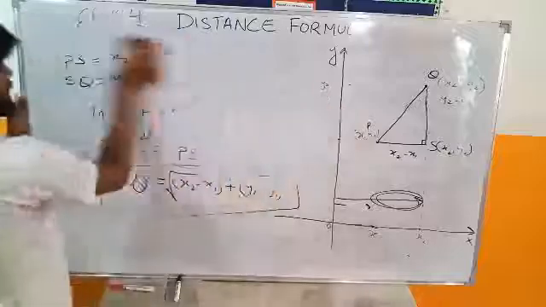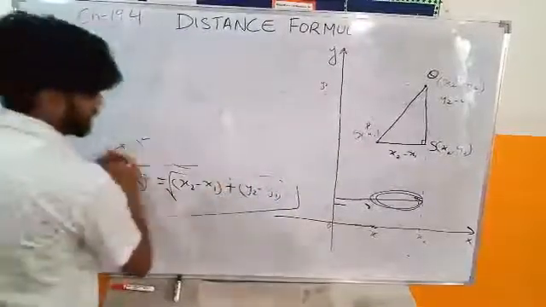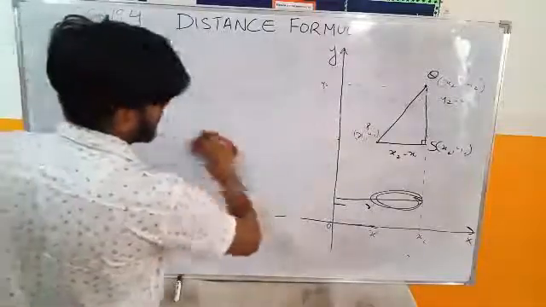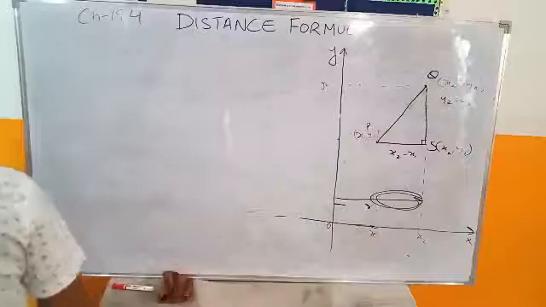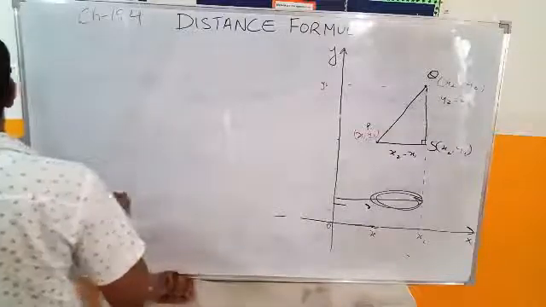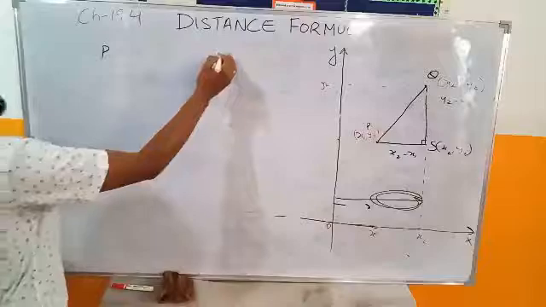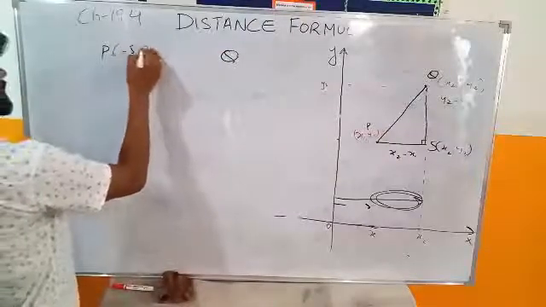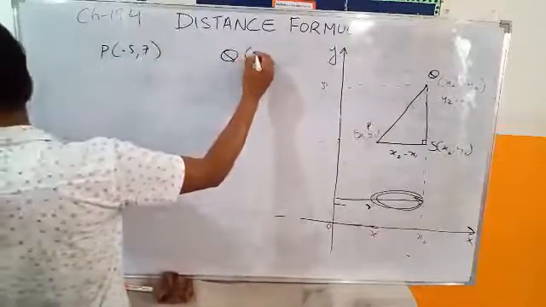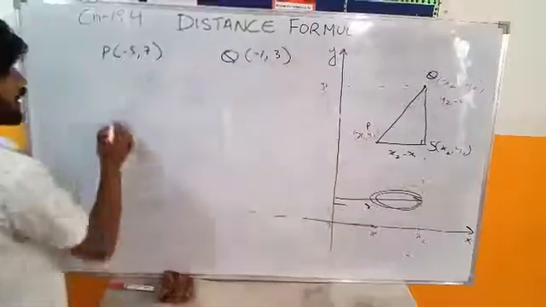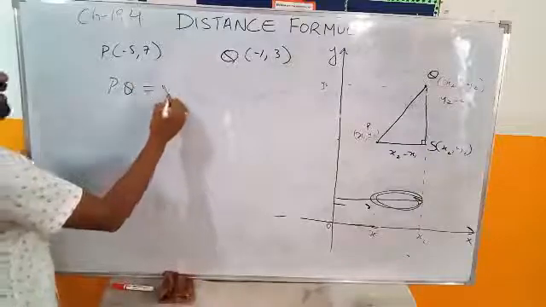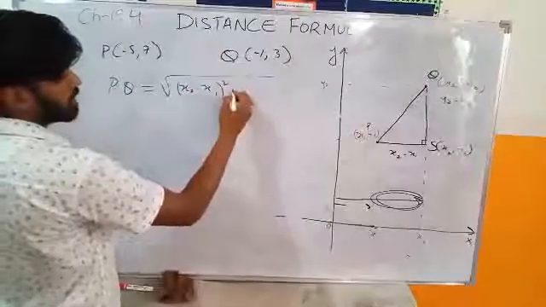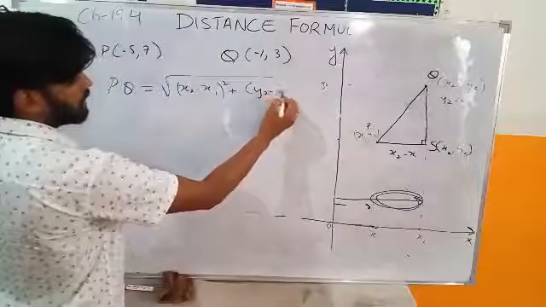Okay, so we'll be doing example number 1, one of the basic and easy questions. Example number 1 says find the distance between P and Q, and they have given me the coordinates, that is minus 5, 7, and for this it is minus 1, 3. So how to find the distance? The formula for finding the distance is x2 minus x1 का whole square plus y2 minus y1 का whole square.